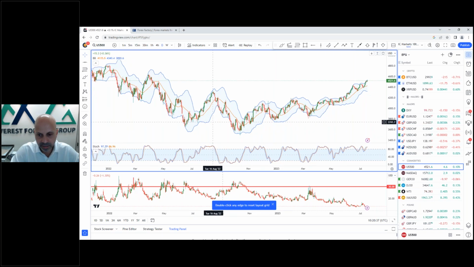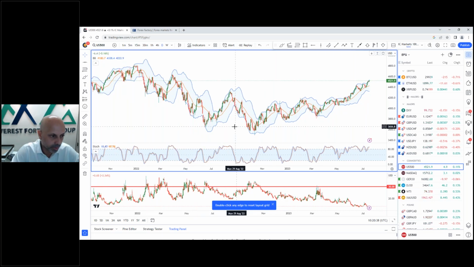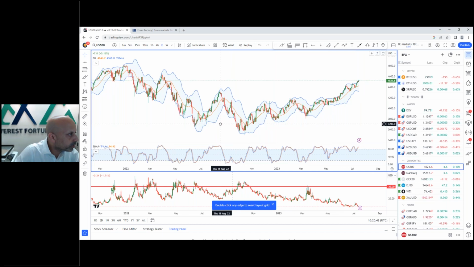At the end of the day, we're looking for strategies and a combination of indicators to identify potential high probability trades. That's only for the daily time frame.